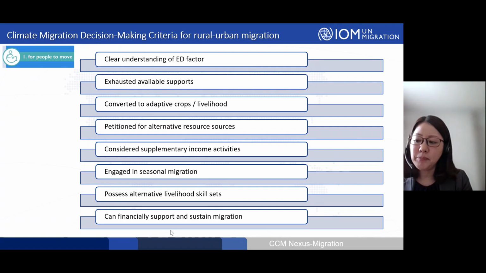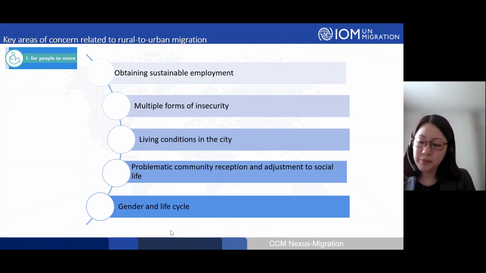This study has unpacked that people consider multiple steps before making a decision to move, even for internal rural-urban migration. Furthermore, the study has revealed that people have multiple layers of concerns, even for internal migration, such as ensuring sustainable employment, security, and living conditions in urban areas, and gender certainly plays a very important role in those concerns. So it is important to make the relevant migration management policies and systems responsive to those concerns, in order to make sure that migration brings positive outcomes for migrants and families, not only economically, but also socially and in terms of human security in the context of climate change, so that migration can be an effective adaptation strategy.